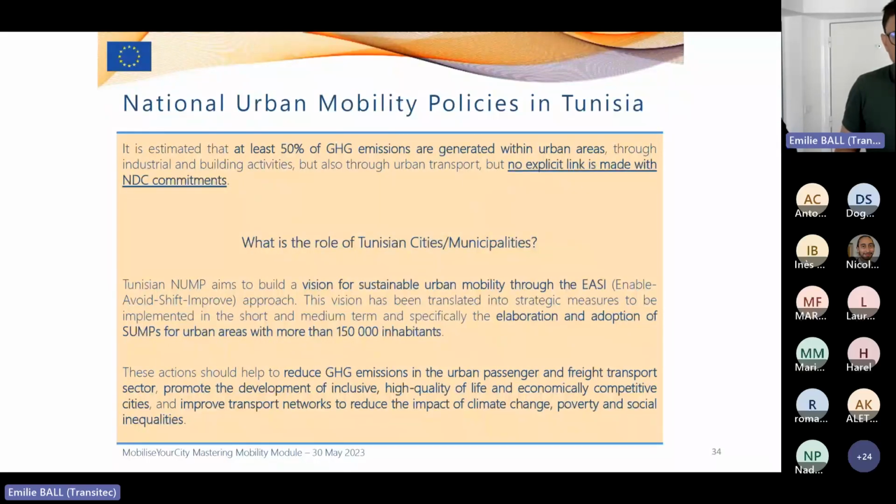And the National Urban Mobility Policy that has been elaborated for Tunisia, based on the EASY concept framework, enabling, avoiding, shifting, and improving the urban mobility in Tunisian cities, is elaborated to give more responsibilities at the local level in order to implement avoid, shift, improve solutions. And SUMPs have to be developed following this NUMP in urban areas with more than 150,000 inhabitants.